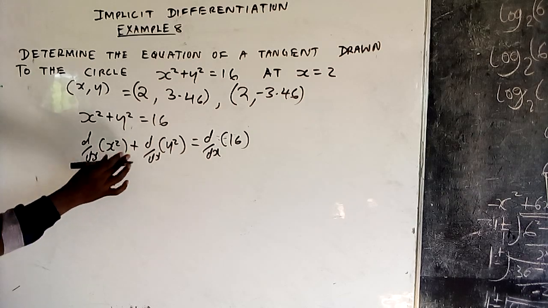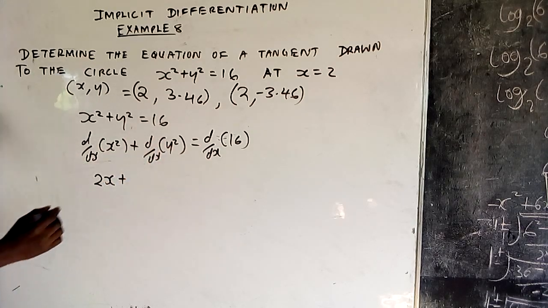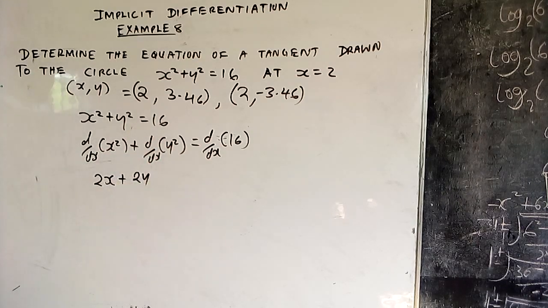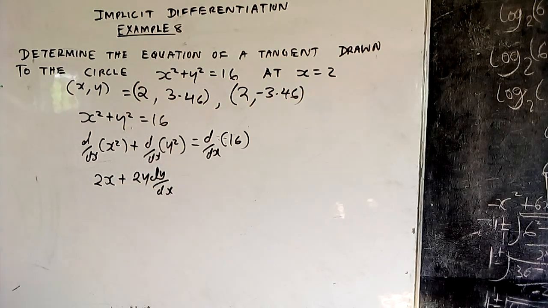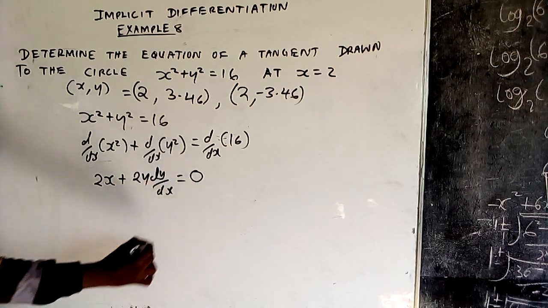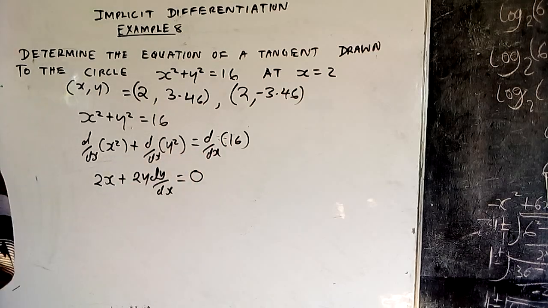You go to the next one, plus, when you differentiate y squared, you get 2y. Then you are differentiating a y variable with respect to x, so you remain with dy over dx. Then that is equal to 0. Anytime you are differentiating a constant, you get 0.